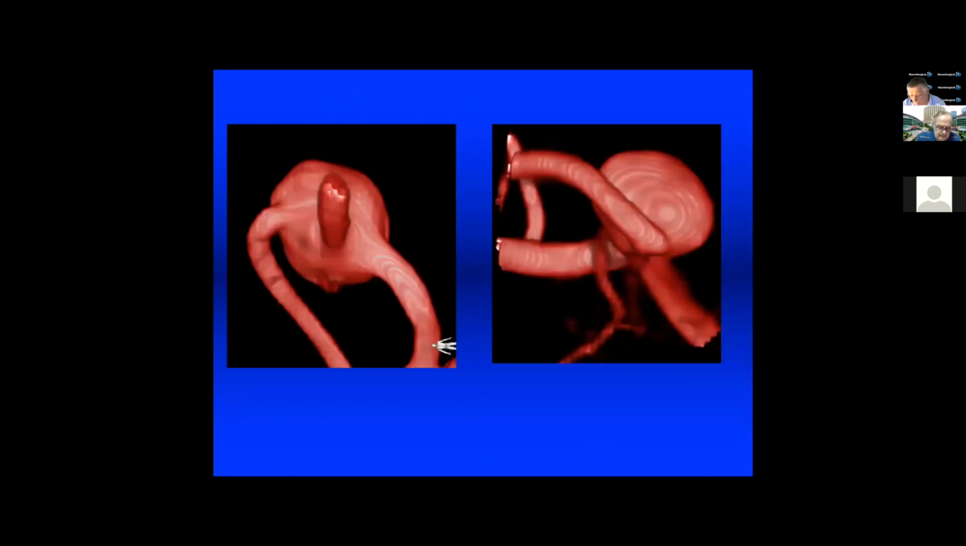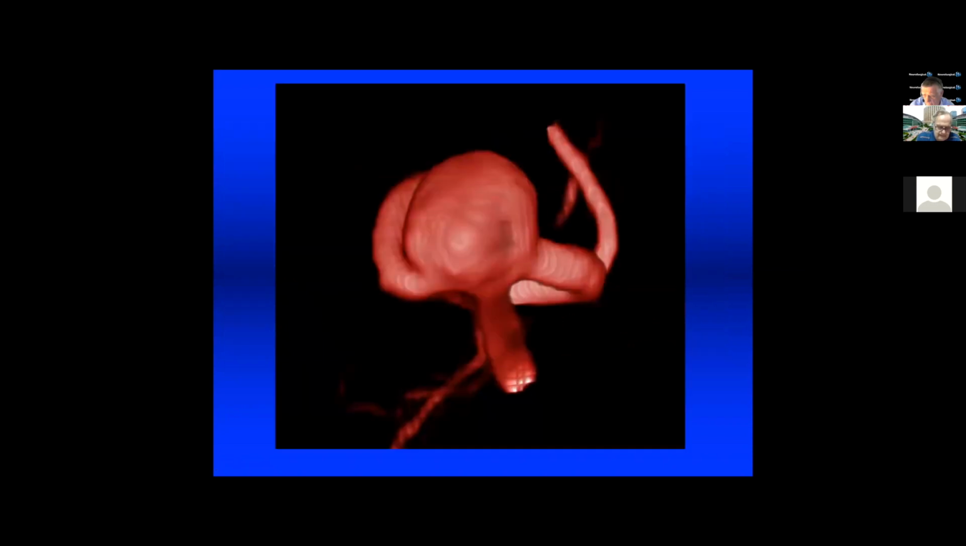And this is the 3D reconstruction. You see the branch coming to the sac. It's difficult because when you embolize this, you are at risk of closing this branch. But this is the neck. And in my opinion, in some cases, this image is not totally true.